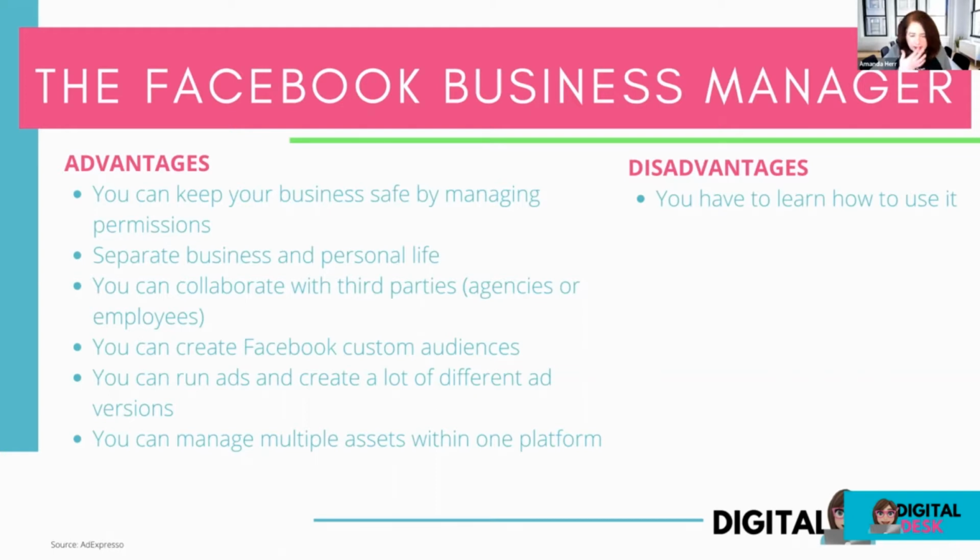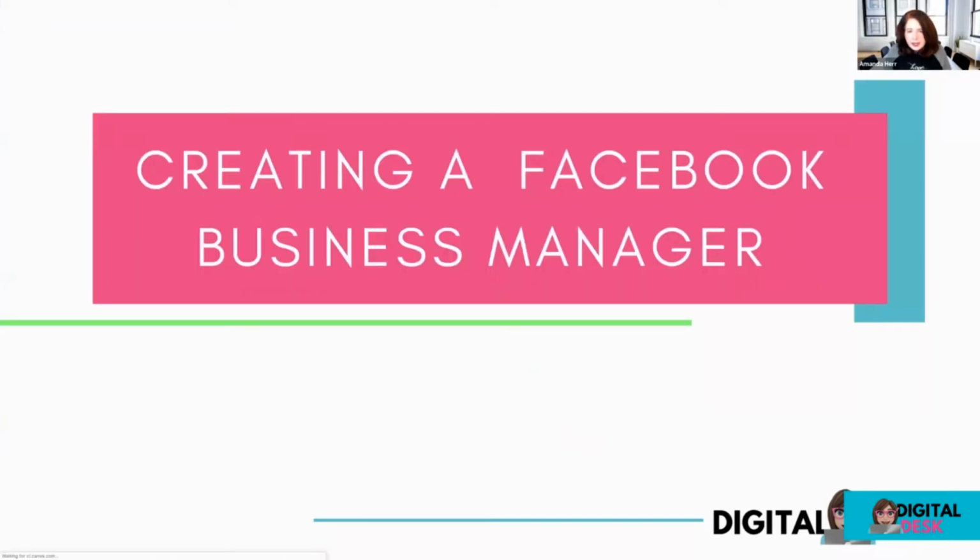You can run ads and create a lot of different types of ads. If you have an account, like let's say Digital Desk has 5 clients, I can keep all of my clients in buckets, so I can have their pixel, their ad account, their Instagram account, all of it in a bucket, and then a separate bucket for another client, all in one area. So that's another way to organize your business. The disadvantage is that it's another thing you have to learn. But once you learn it, it's pretty simple, and again, if I can do it, you can do it.